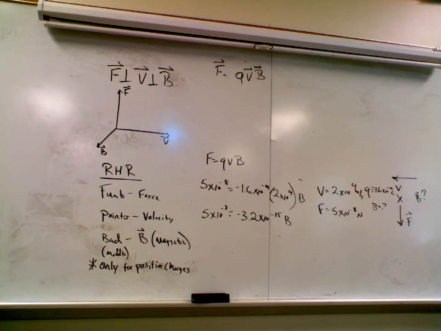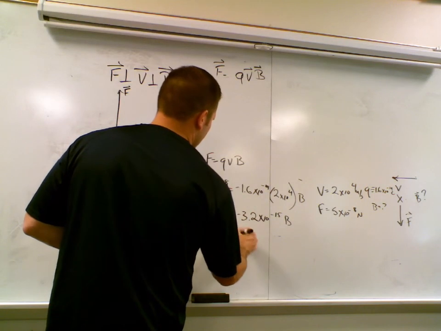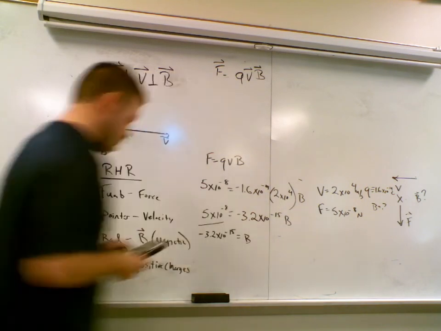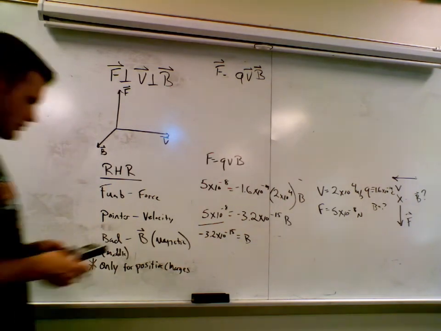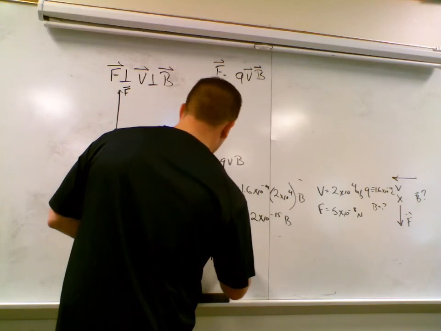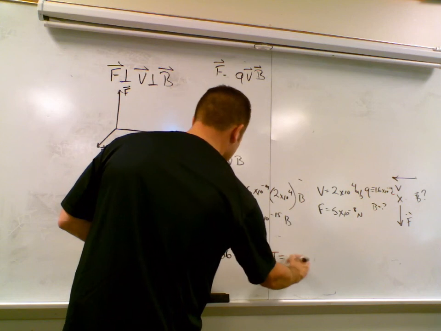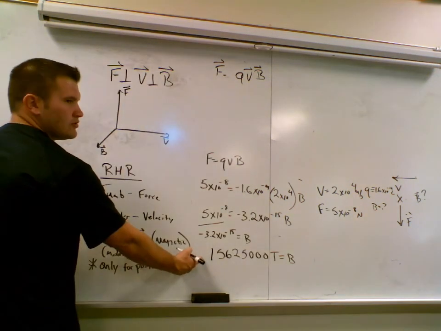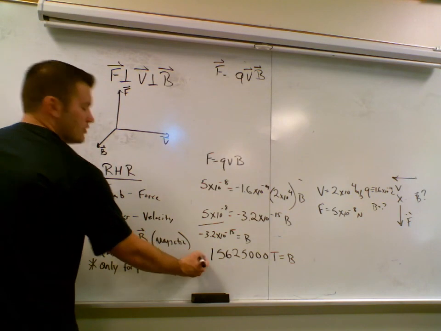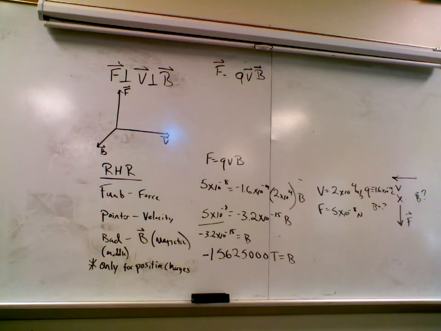Divide. So 5e negative 8 divided by negative 3.2 times 10 to the negative 15 equals our B. So we get 1,562,500 Teslas equals B. Now is this positive or negative? Negative. Okay.